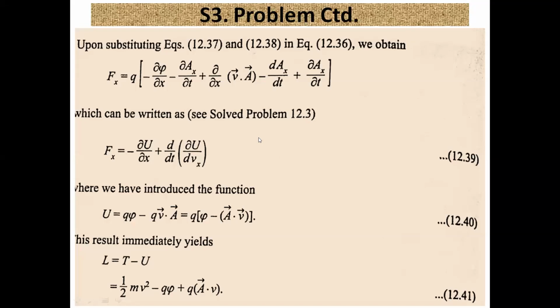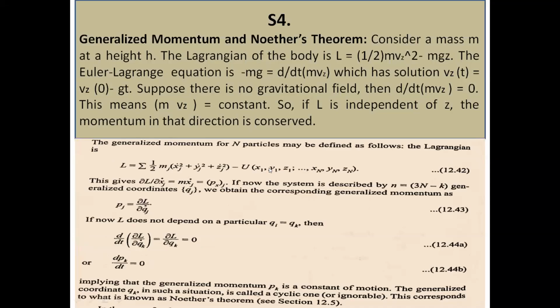The particle is assumed to be a single, non-interacting particle. There is nothing in the neighborhood. It is moving in a continuum. So kinetic energy is half mv square, and the expression for u, which we obtained in 12.40, substituted, gives me the Lagrangian, which is our 12.41.